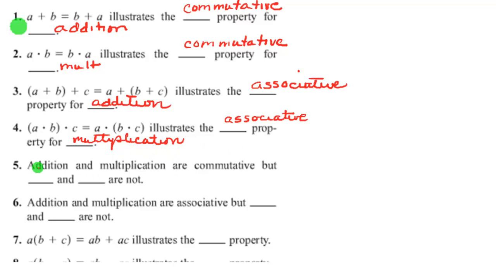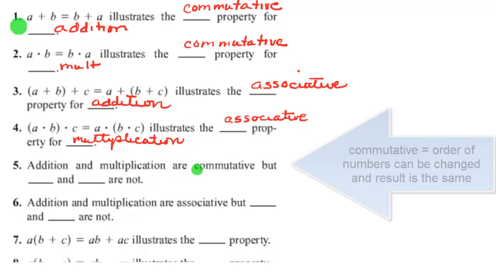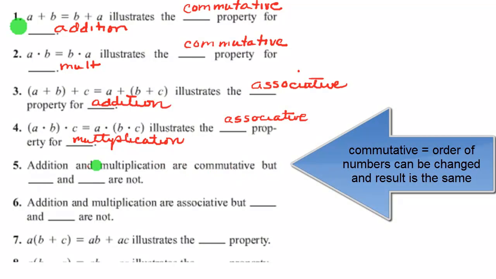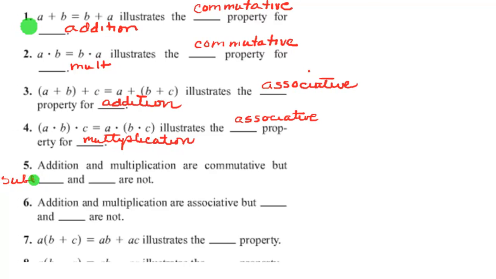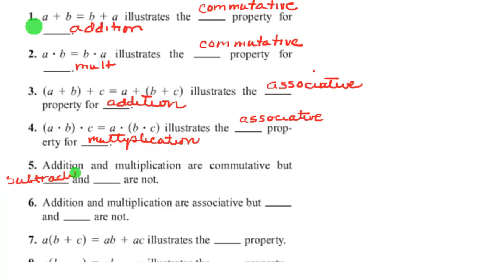Now it says here addition and multiplication are commutative as we've seen, but blank and blank are not. So remember, that means if you switch the order around the addition and multiplication sign, you still get the same answer. And that's true with addition or multiplication, but not with subtraction or division. So these are not commutative. So let's look at an example of that.